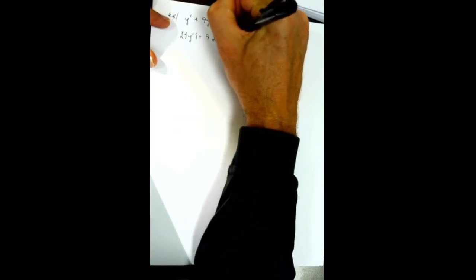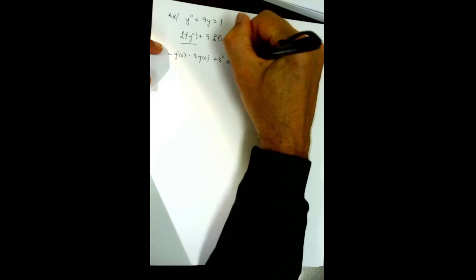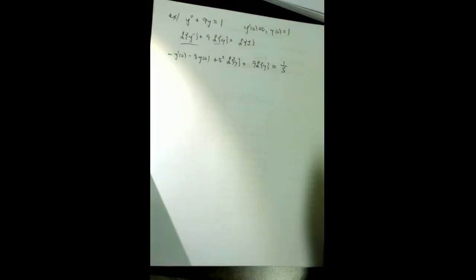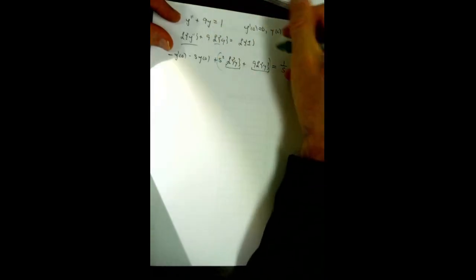But now I can just take the Laplace transforms of both sides. This is going to be minus y prime of 0 minus s y of 0 plus s squared times the Laplace transform of y. I'm going to leave this term alone, and the Laplace transform of 1 is 1 over s. Okay, I've got everything expanded out. I want to solve for those two terms. I'm going to move those two terms over to the other side.